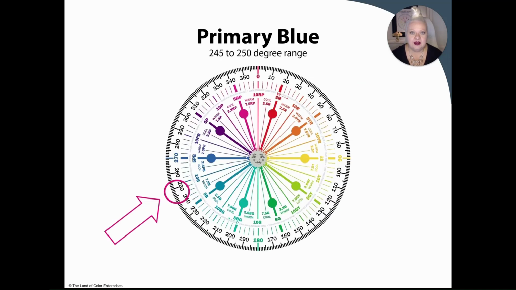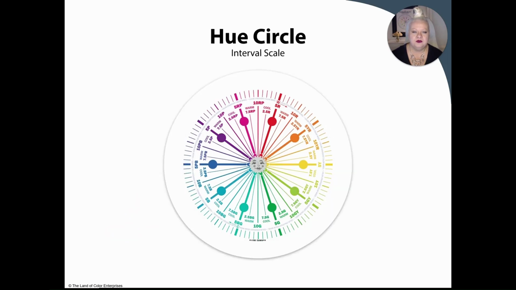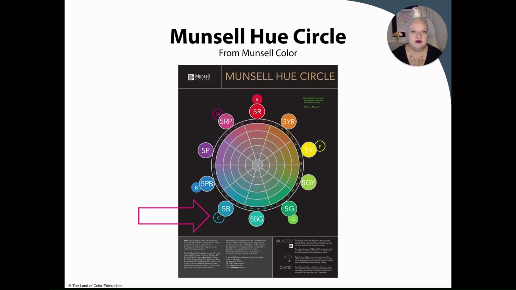If you're looking for a typical primary blue, you're going to find it in the 245 to 250 degree range on the color wheel. One of the reasons this adjustment works is because a hue circle is an interval scale with no defined point of zero. You can see on this poster from Munsell Color that they explain the greenish slant of 5B by aligning it with the color of cyan ink. I thought that was kind of a genius way to communicate what it looks like.